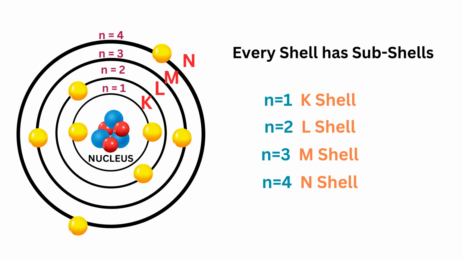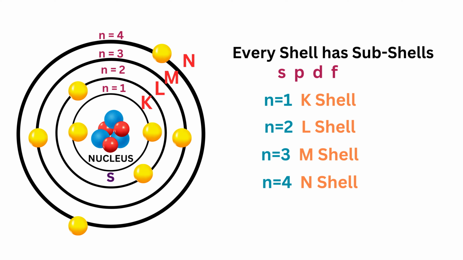Secondly, every shell is divided into subshells or sub-energy levels. Subshells are denoted by s, p, d and f. So K, L, M and N are main shells, while s, p, d and f are subshells within the main shells. The first, K shell, has only one subshell, s.